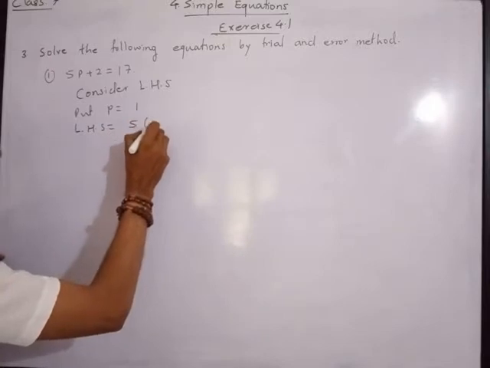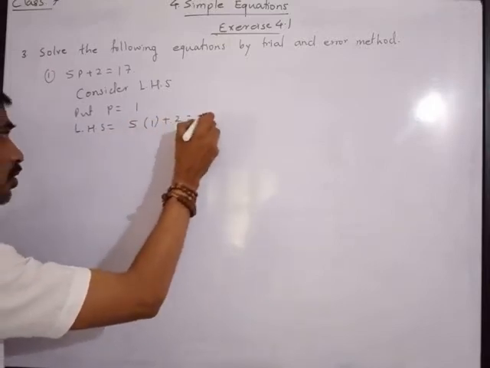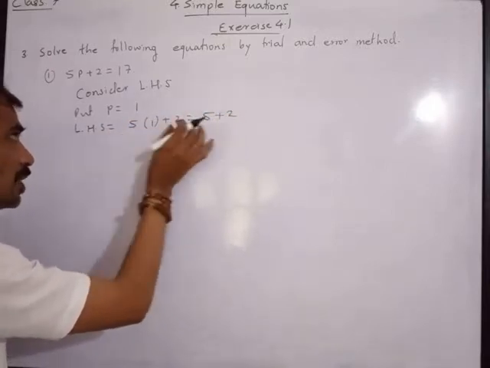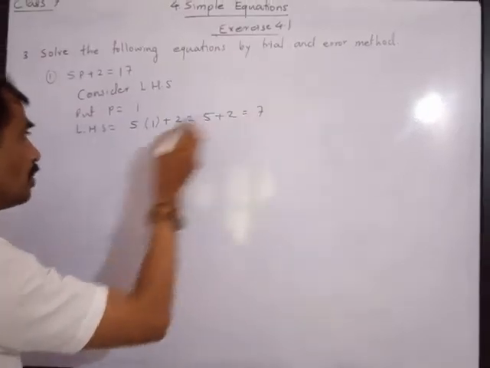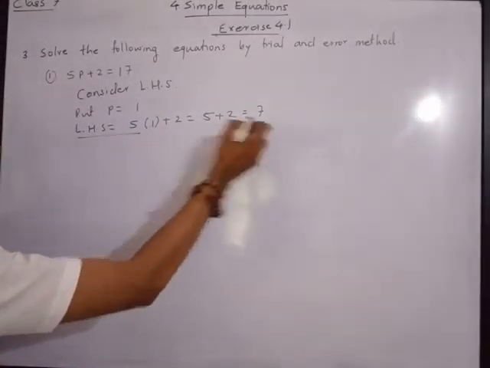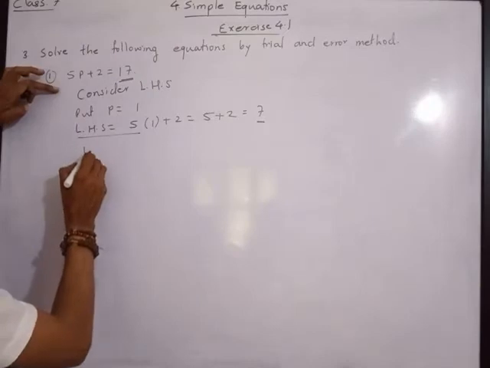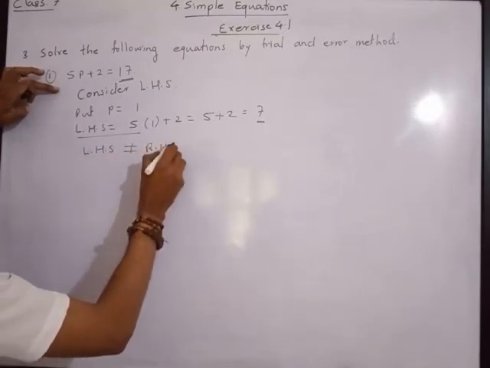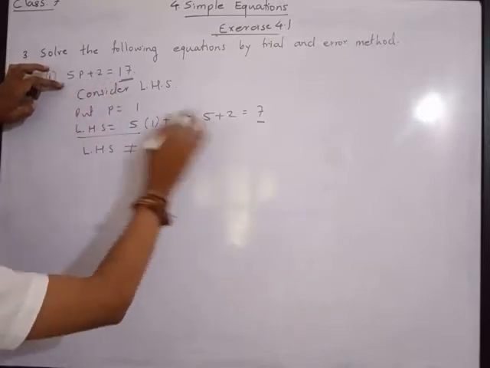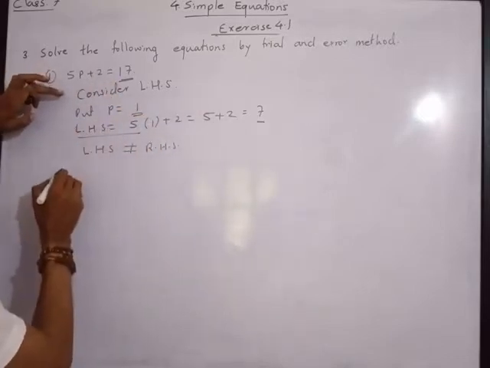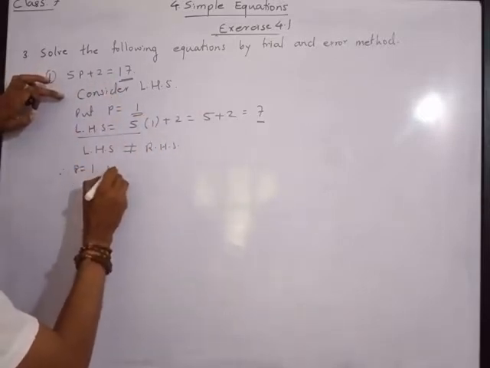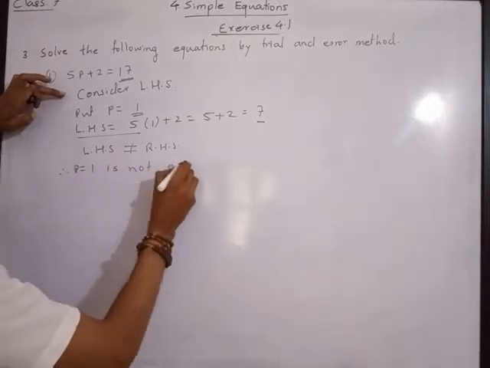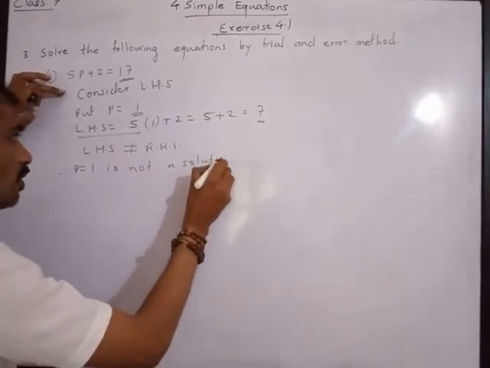5p plus 2, that is 5 into 1 plus 2, that is equal to 5 plus 2, that is equal to 7. Please note here, LHS is 7 and RHS is 17. So LHS is not equal to RHS. It means we can say that p is equal to 1 is not a solution. Therefore, p is equal to 1 is not a solution of the given equation.